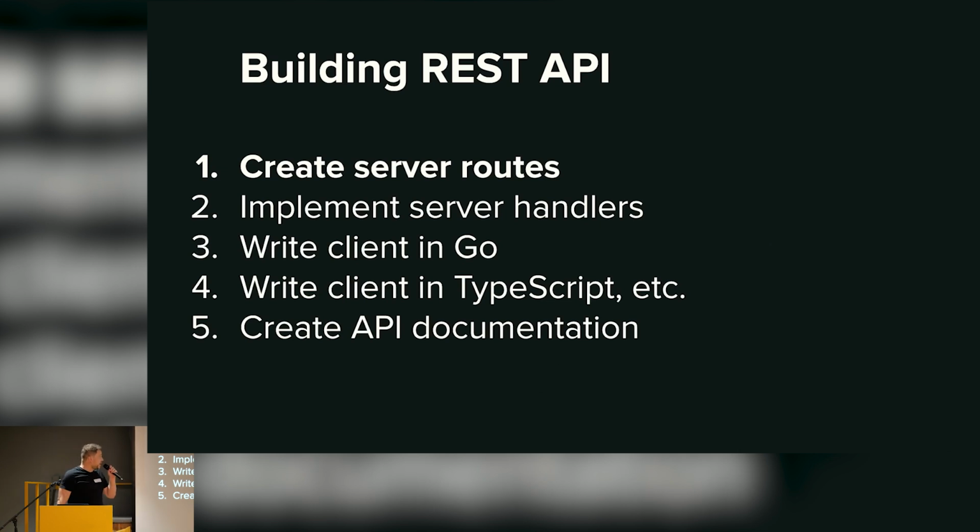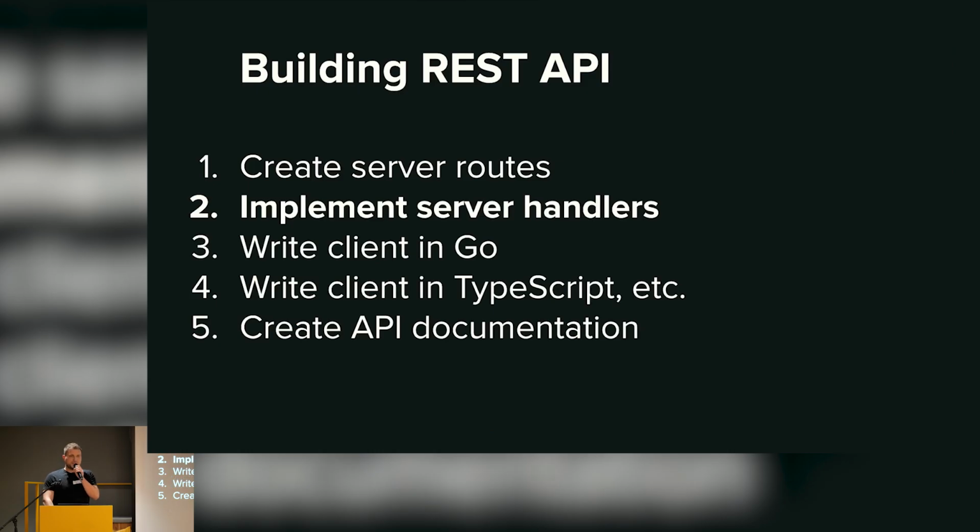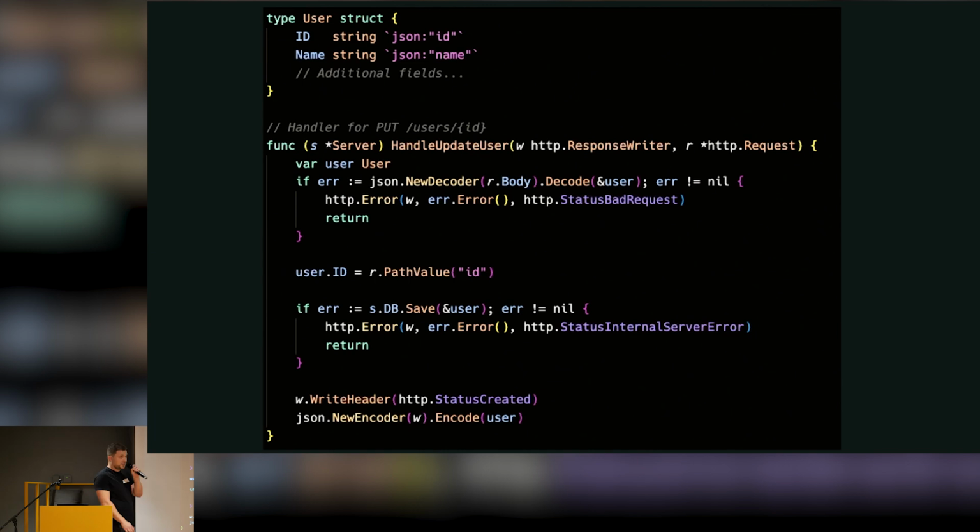When you're building a REST API, of course, you need to create the server routes. This is a sample code of how things might look, starting with Go 1.22 and the new syntax. You need to start by defining the routes and your router. As you can see, this is an example of a simple CRUD endpoint for users: create, delete, update users. Then you need to implement the server handlers for these routes. It may look something like this. I think it will be familiar to everyone sitting in this room.